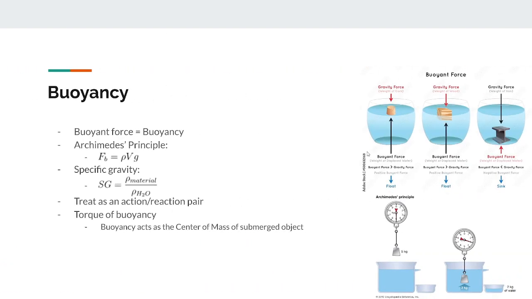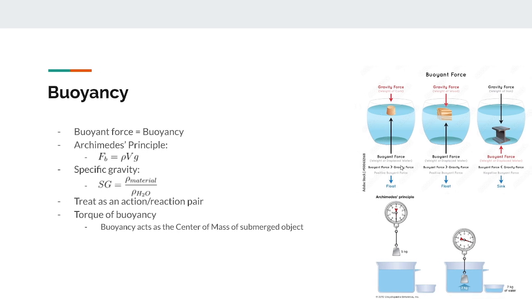So let's move on. Buoyancy, right? Our buoyant force is going to be what our buoyancy is. Our big thing is Archimedes' principle, which is that our buoyant force is equal to rho times our volume times our gravity, right? And we also have specific gravity, which is equal to the density of our material divided by the density of our water. And you can see in this diagram what that means, right?